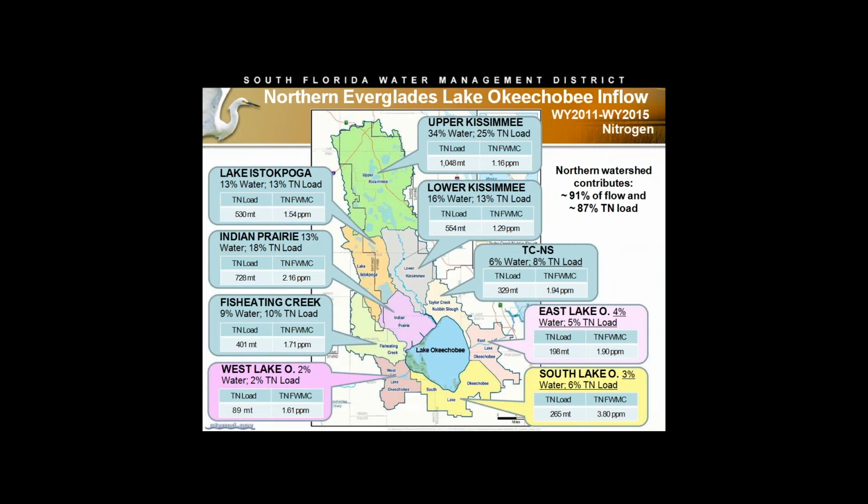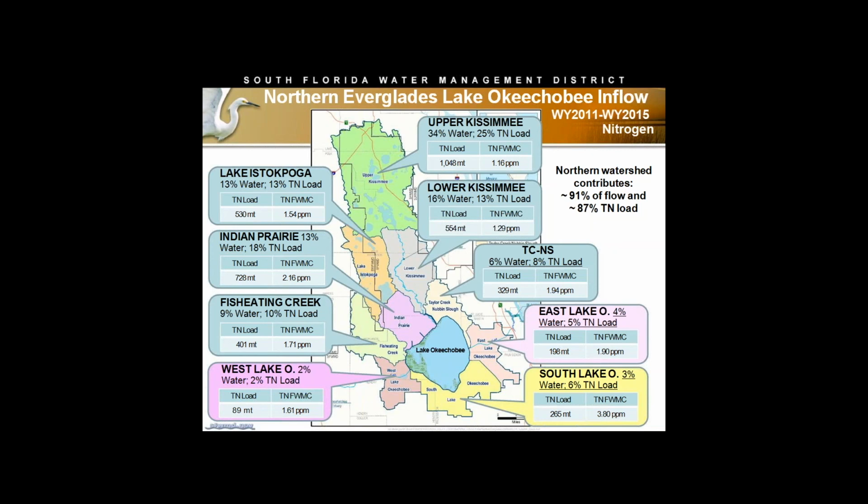So let's talk a little bit about the lake water and its sources. This graph will show you where the water comes from into Lake Okeechobee and also its nitrogen loads. If you take a look at this graph, you'll see that 91% of the water in Lake Okeechobee comes from north of the lake, and it contains 87% of the nitrogen loads.